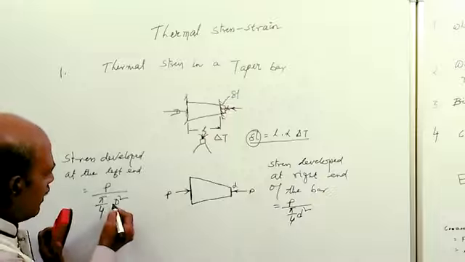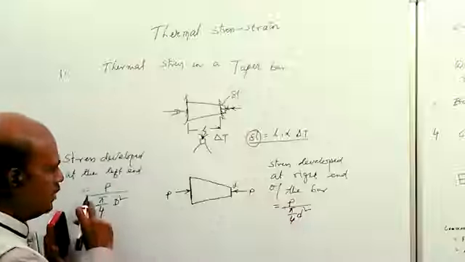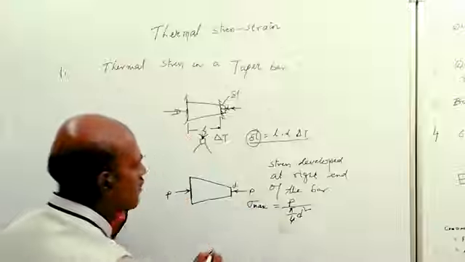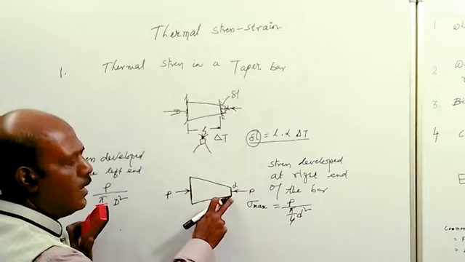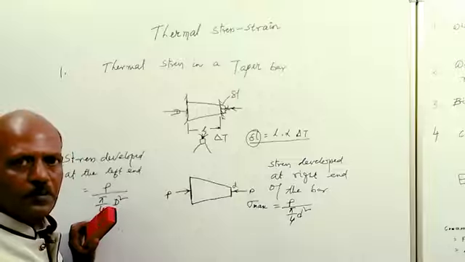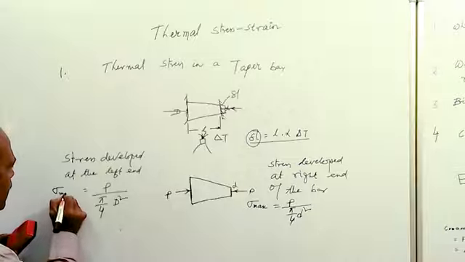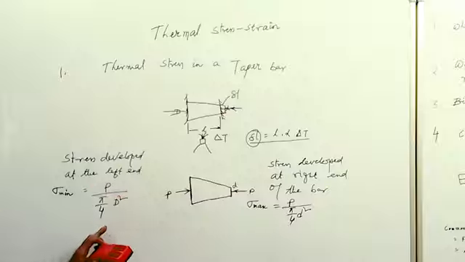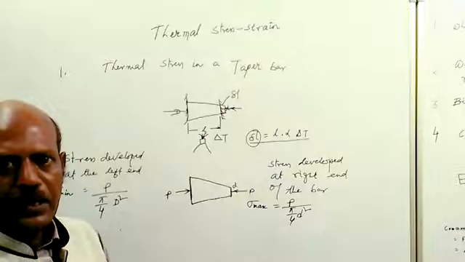It is seen that capital D is larger than small d, hence this stress will be more than that stress. So we can write the maximum stress developed in this taper bar will be at the right end and is given by P by pi by 4 into small d square. And the stress developed at the left end will be the minimum stress, and it is given by P by pi by 4 into capital D square. Okay, this is all about the thermal stress and strain.